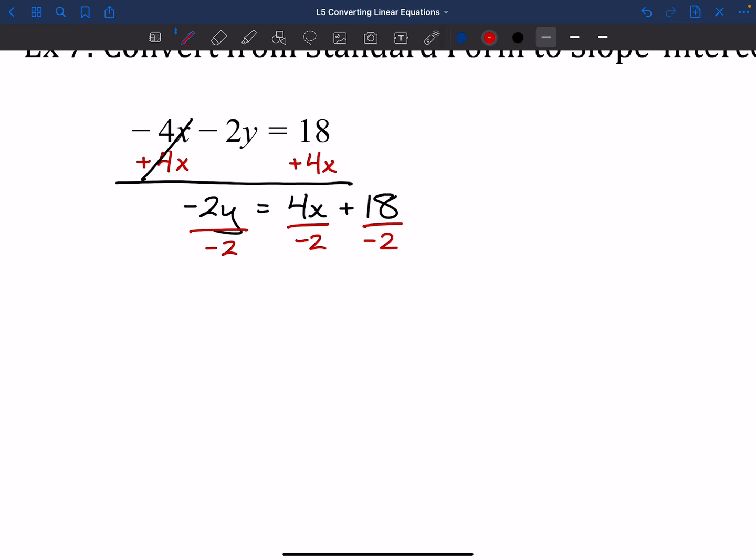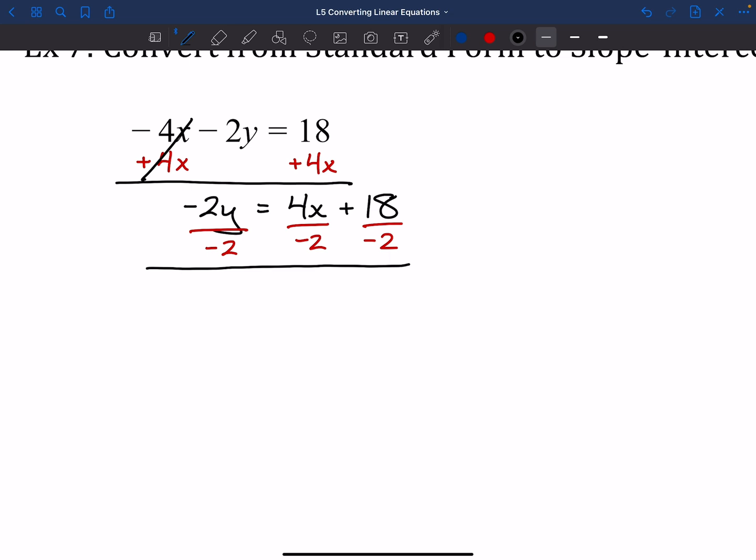The way I'm writing it might seem a little bit weird, right? You might be thinking, well, why don't we just write it like this, right? That's the same thing, right? We can do it either way. I like to break up the division like this so that it's a little bit easier to think through. All right, 4x divided by -2. And then a little bit later, 18 divided by -2. Right? Whichever way you want to write it, they mean the same thing.